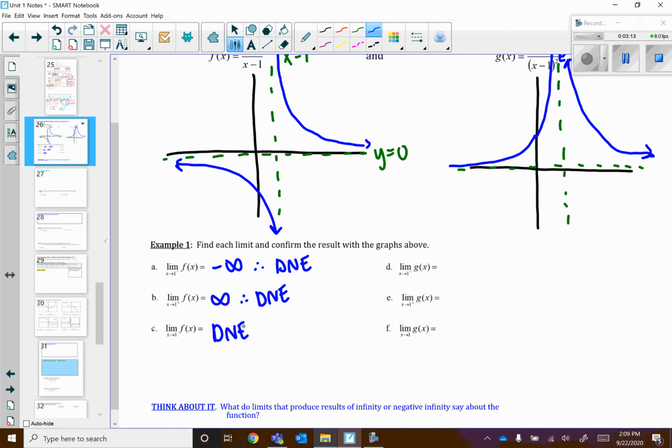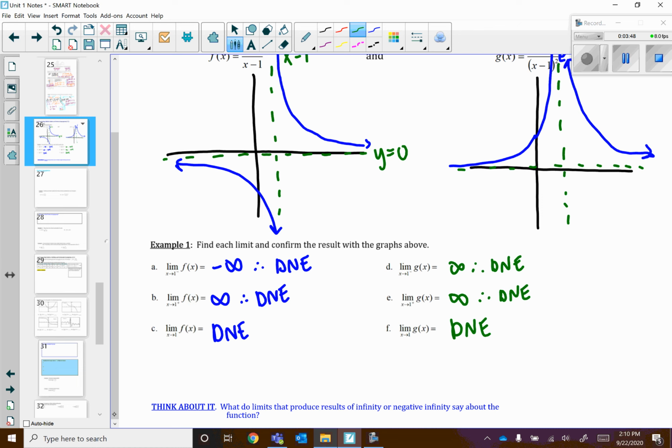Over on our g of x, the limit as x approaches 1 from the negative side is positive infinity, therefore does not exist. On the right side, the limit as x approaches 1 from the positive direction, it's also positive infinity, therefore does not exist. Even though both of these are approaching the same thing, we would still say that the limit as x approaches 1 of this function does not exist. Remember, because that's a vertical asymptote, that is one of our discontinuities.